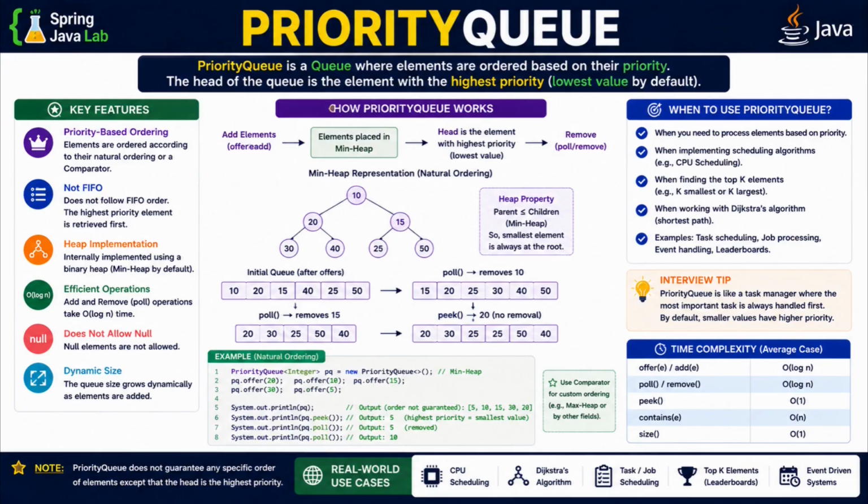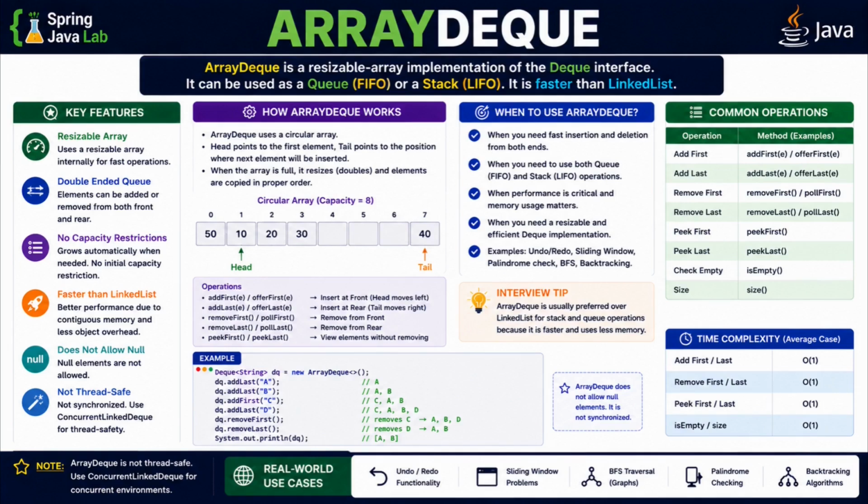Think about a hospital emergency room. Patients aren't always treated based on arrival time. More critical patients are treated first. That's exactly how PriorityQueue works. Common applications include CPU scheduling, Dijkstra's shortest path algorithm, task scheduling, event processing, and finding the top k largest or smallest elements. A simple memory trick. Priority beats arrival order.